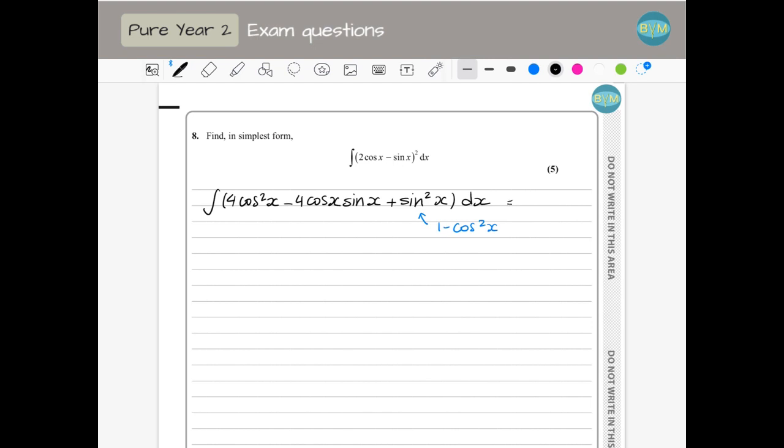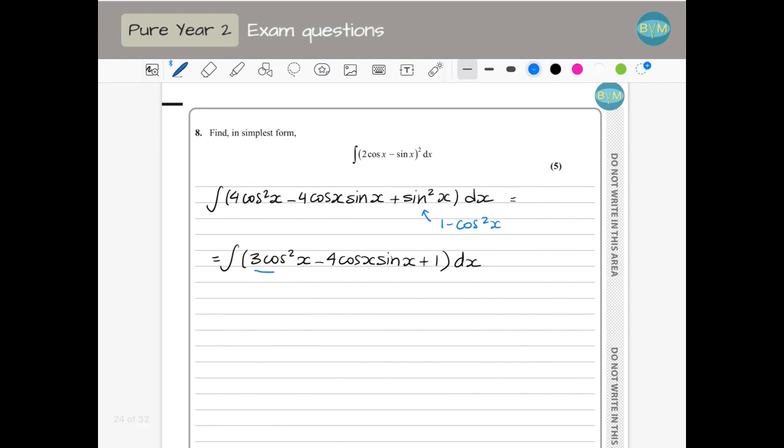So this whole thing will be the integral of 4 cos squared minus 1 cos squared, which is 3 cos squared. Then I have minus 4 cos x sine x, and then plus 1, which is this one here, dx. So we have like 3 terms, if you want to see it that way, that we are going to separate. We are going to integrate one at a time. Last one is very easy because it's just going to be the integral of dx, which is x, and we are going to see how we can do the other one.